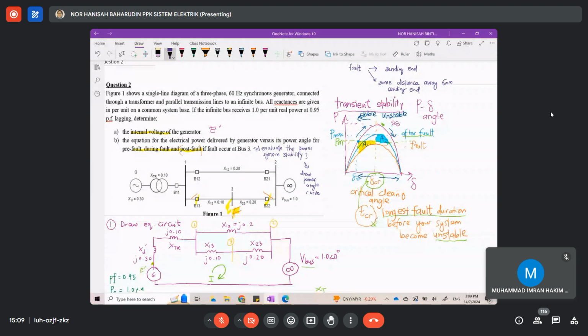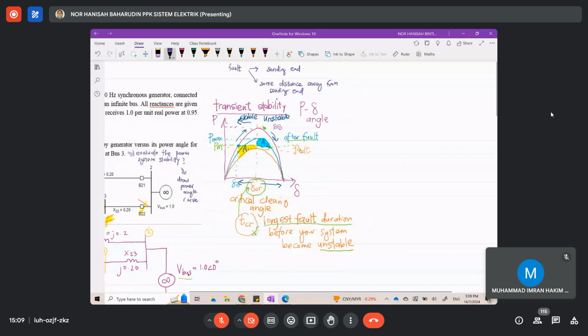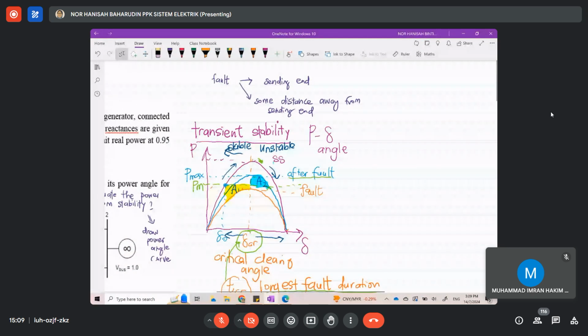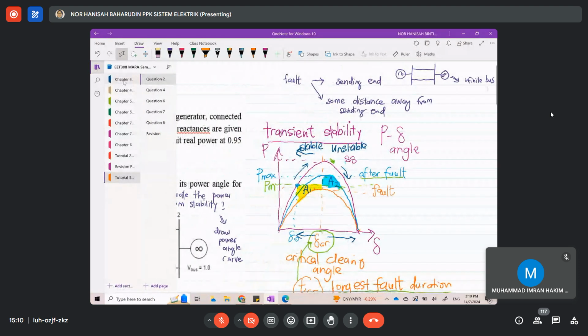So I would like to remind you again and again. If the question asks you for this kind of problem from the generator, normally it's through a double parallel transmission line to the infinite bus. Again, I would like to remind you, what is infinite bus, students? Do you still remember what is infinite bus?